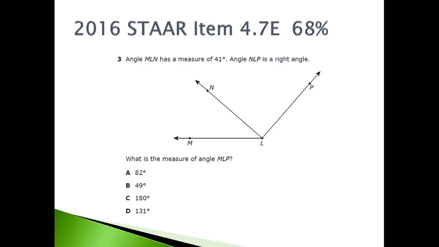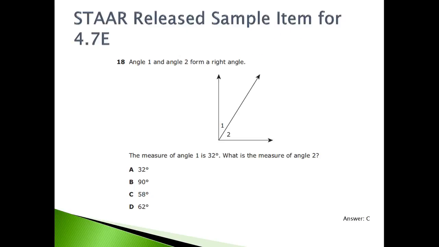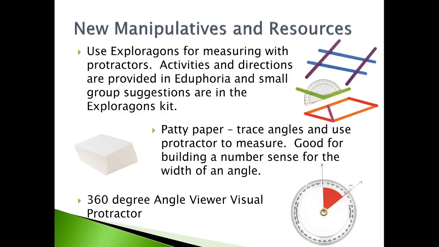This is an item that was tested last year. Kids passed with 68%. Here's a sample item. Looks very similar to the tested item, only it is facing a different direction. You have these manipulatives available, your Exploragons. You have patty paper where the kids can draw angles and show symmetry with them, as well as the angle viewer.